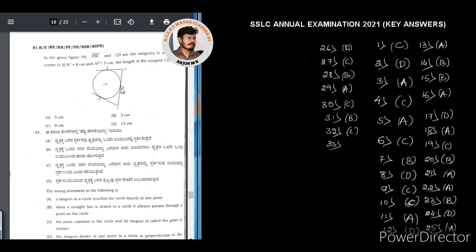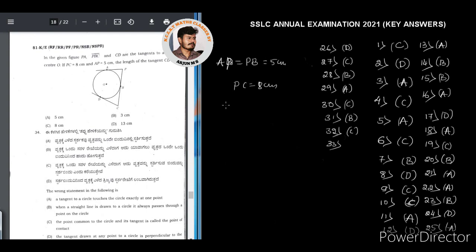We know that AP is equal to PB because these two are tangents drawn from an external point P. So that's why you just take down AP is equal to PB, both are equal to 5 centimeter, and we know that PC is equal to 8 centimeter.